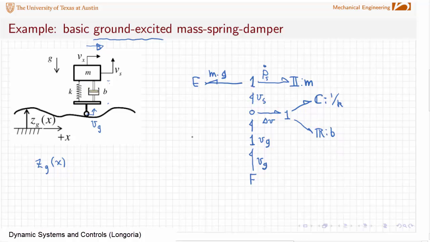Okay, so I've now completed that model. I have a 0 here, 1 here, and another 1 here because I want to make sure that I constrain those two components to have the same velocity.